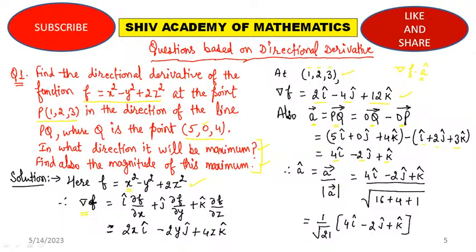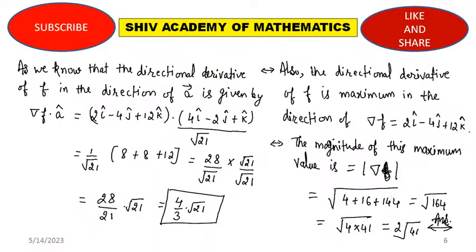So we find this unit vector. a is 4i minus 2j plus k, and the magnitude of a is the square root of 16 plus 4 plus 1, that is root 21. So this a cap is 1 upon root 21 times (4i minus 2j plus k). So for the first part we take the dot product of del f with this unit vector a.